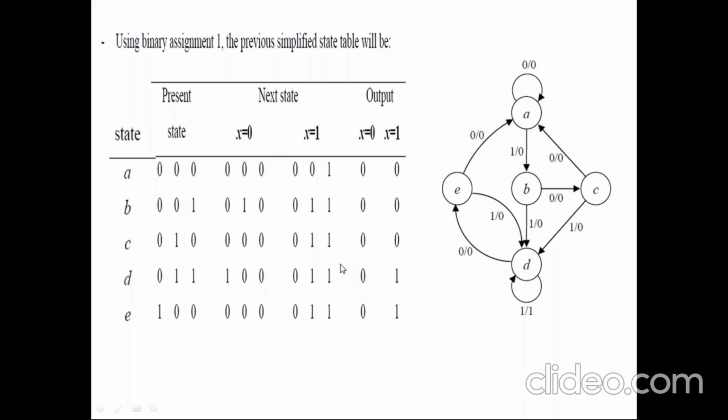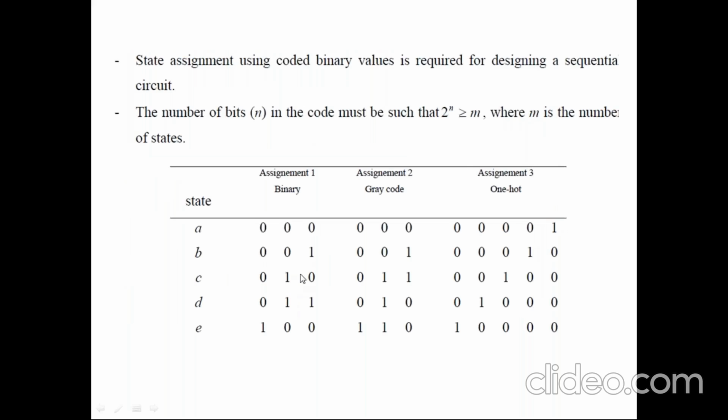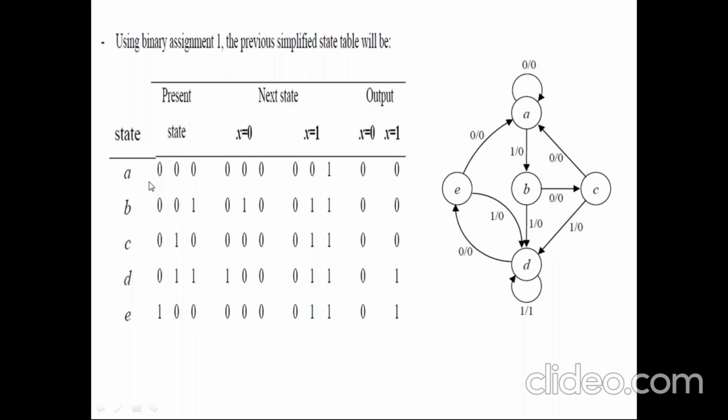I'm taking the first assignment. The assignment 1 is the binary assignment. So binary assignment for A is 0, B is 1, C is 2, D is 3 and E is 4. So for A, if I'm giving the input 0, it is going to the next state 000. That is, it is staying in the same state, and it is producing the output 0. So in this manner, you can assign the present state and next state by replacing your alphabets with the binary values.